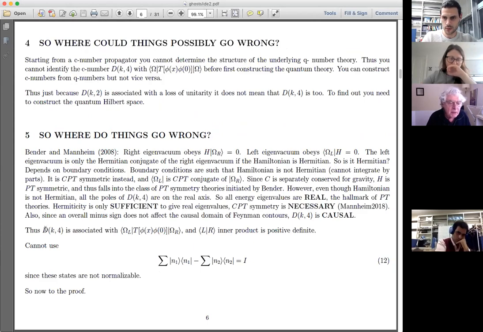So the propagator that we're looking for is not omega right T phi phi omega right, it's omega left T phi phi omega right. And the left-right inner product is positive definite, that I'm going to show you in a few moments. Now, because of the boundary conditions, you can't use this relation, the thing that you would like to, you fear you may have to use, because these states are not normalizable. And so this completeness relation is not valid. So now let's go to the proof. So that's what must happen.